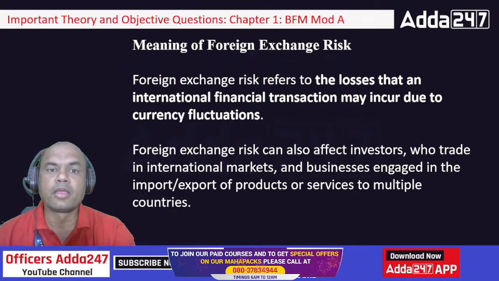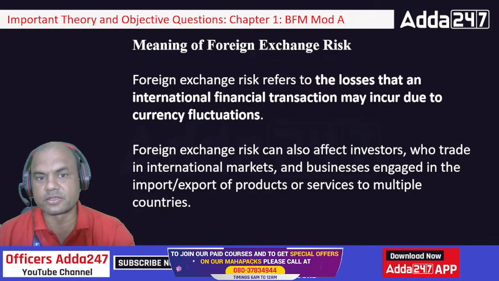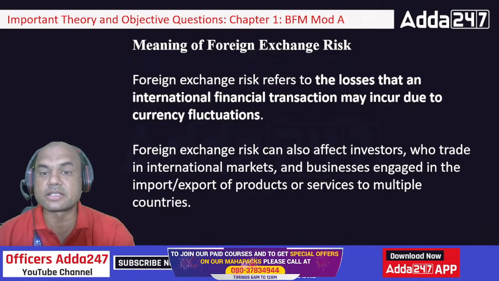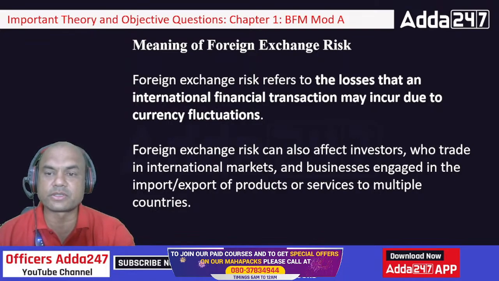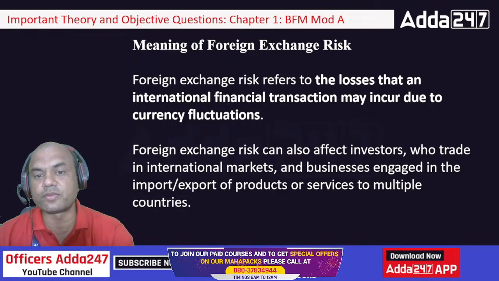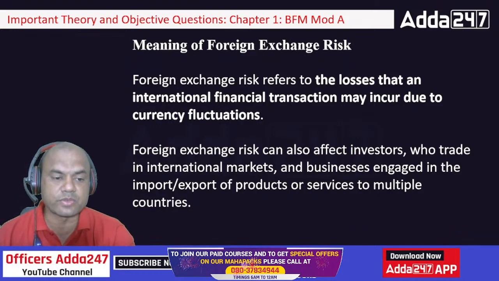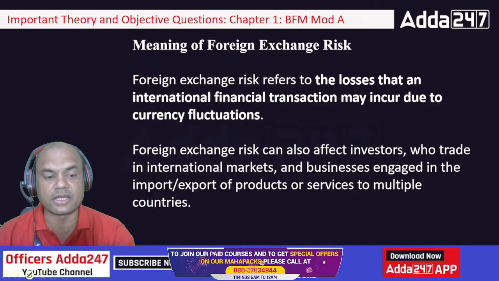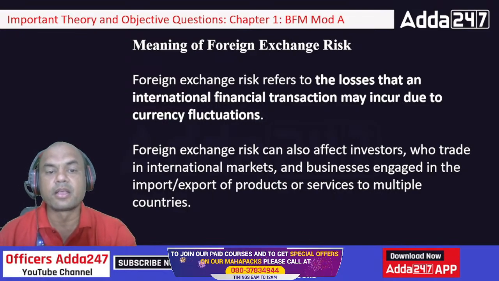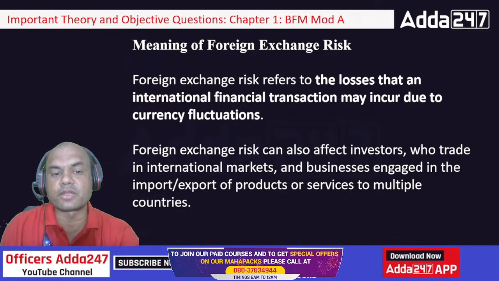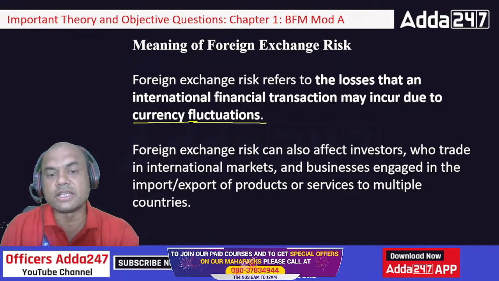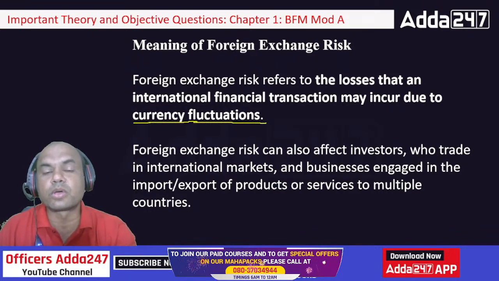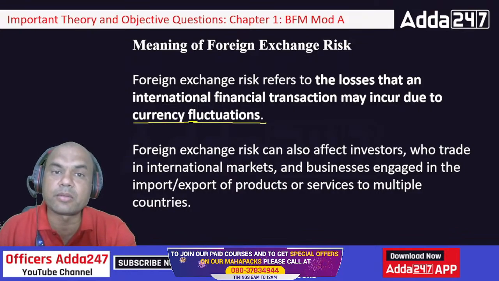So meaning of the foreign exchange. What do you mean by foreign exchange risk actually? This foreign exchange risk refers to the losses that an international financial transaction may incur due to the currency fluctuations. Now what do you mean by this? Understand this concept very clearly. Currency fluctuations happen due to the change in the rate of the two currencies. Change in the rate means what?